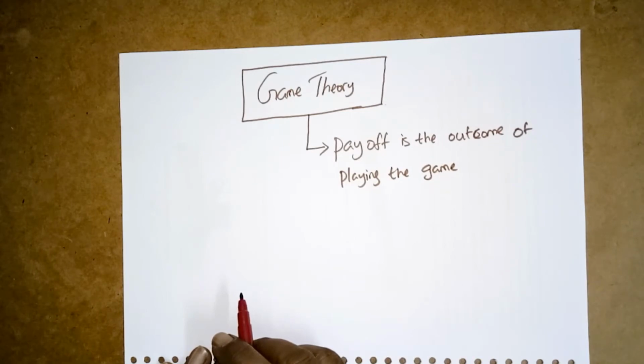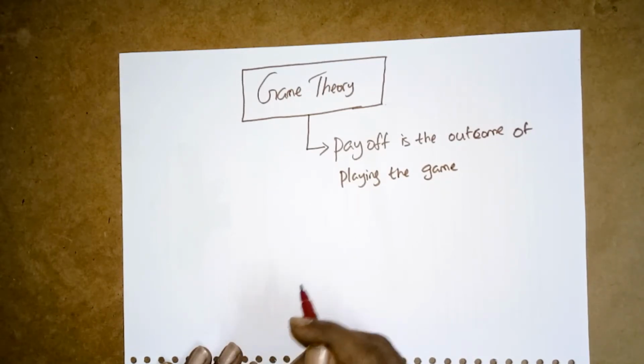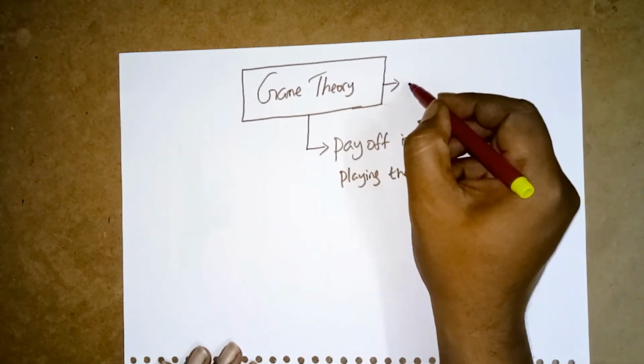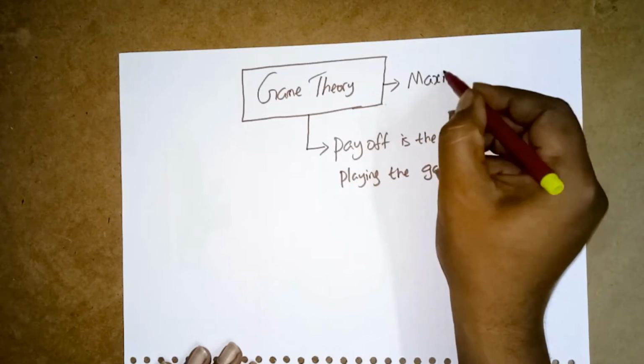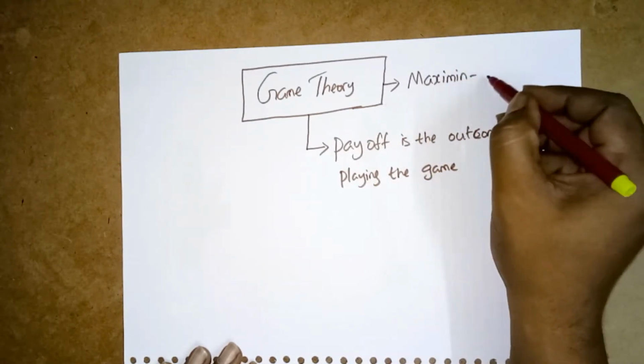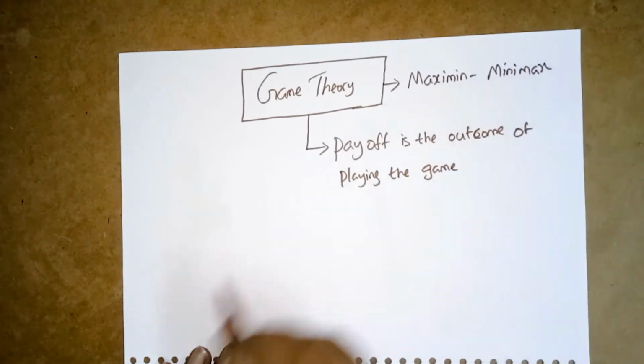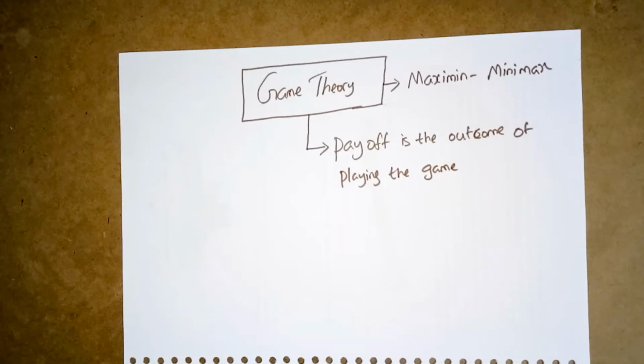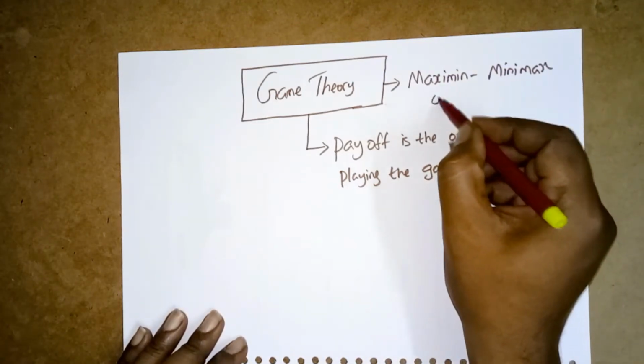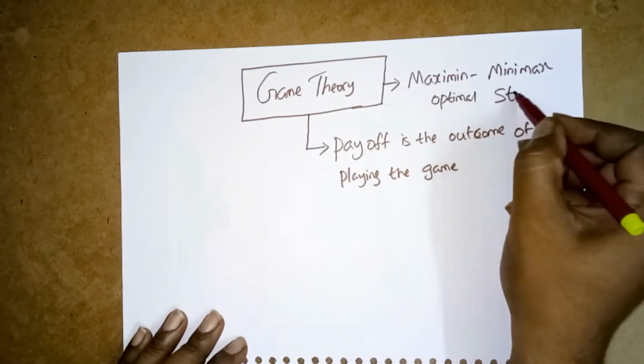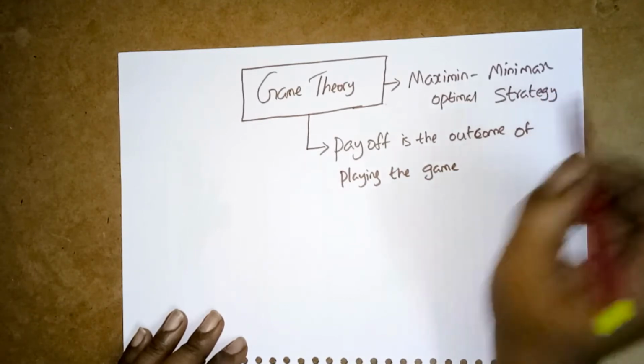The next is the maximin and minimax principle. In this game theory we often hear the terms maximin and minimax principle. This principle is used for the selection of optimal strategies by two players, right? So we show this as maximin value equal to minimax value. This is the optimal strategy.